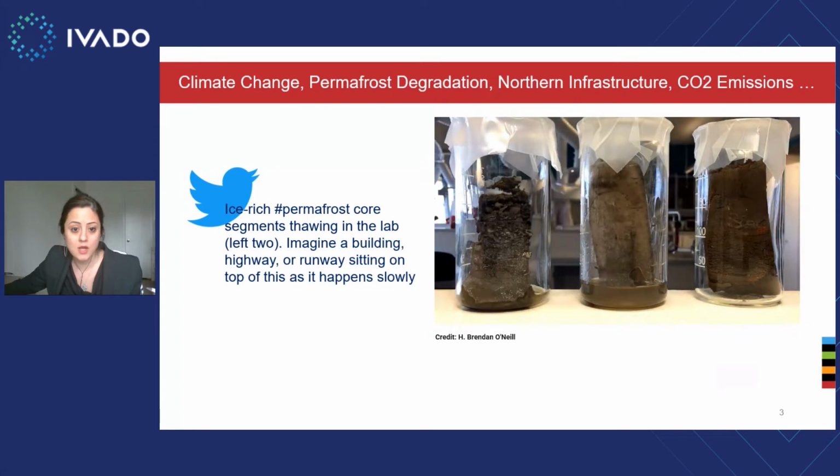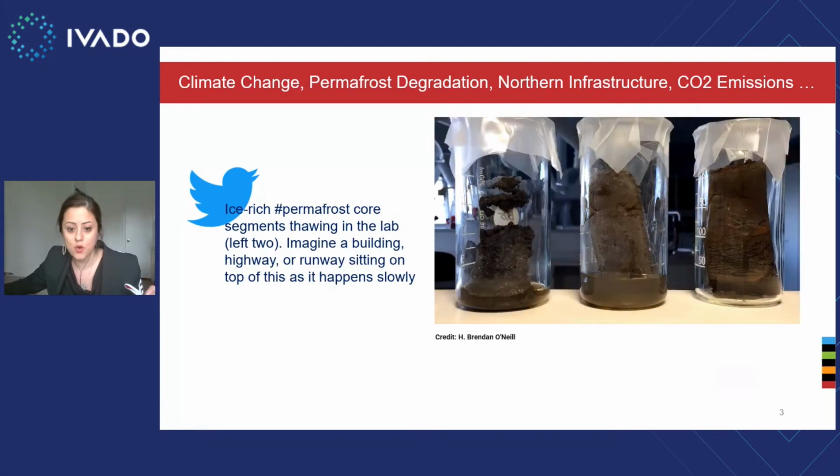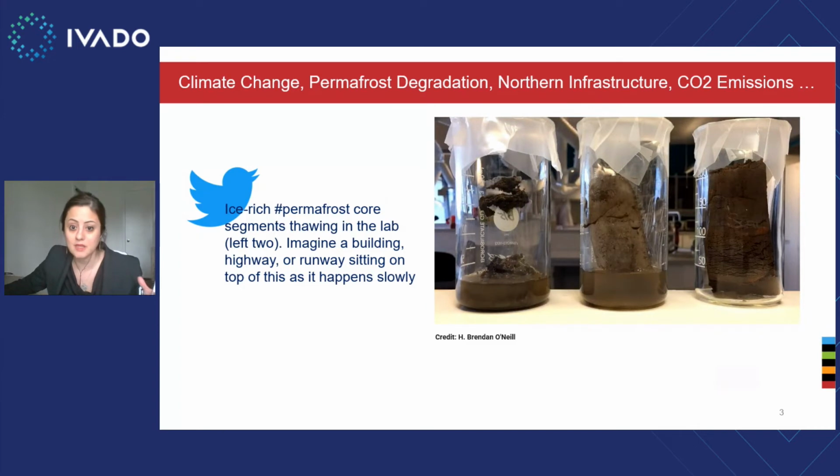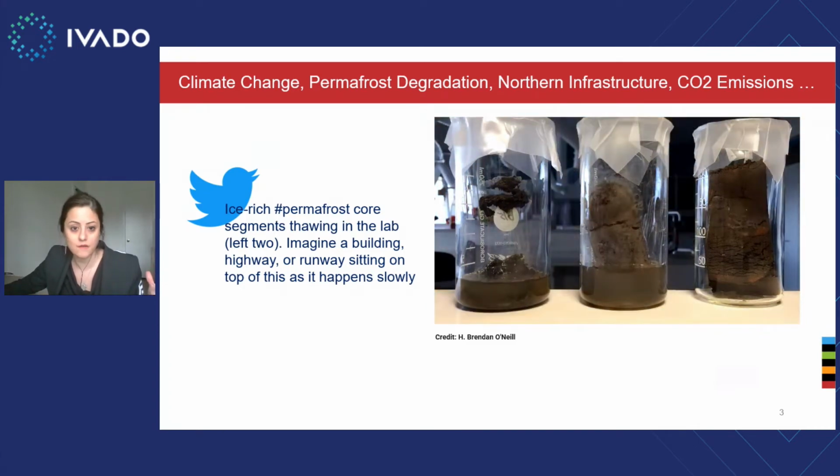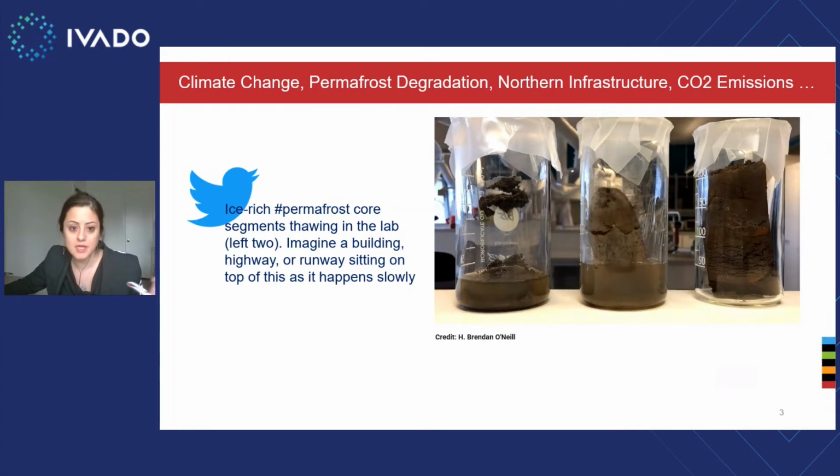Then this soil column, again at the left, is ice-rich permafrost, which is very rich in ice content, the amount of ice lenses within the permafrost layers. Just imagine a structure, an infrastructure, or a pipeline on top of this ground.